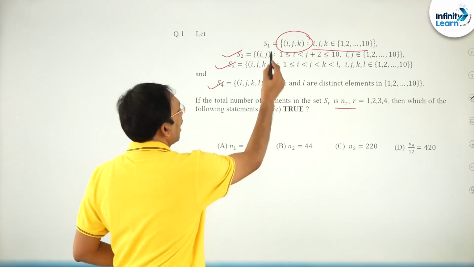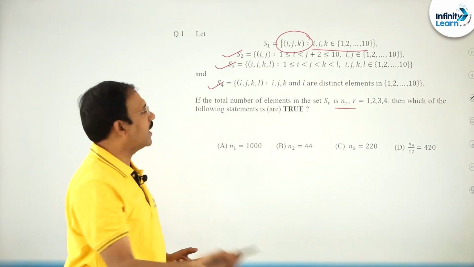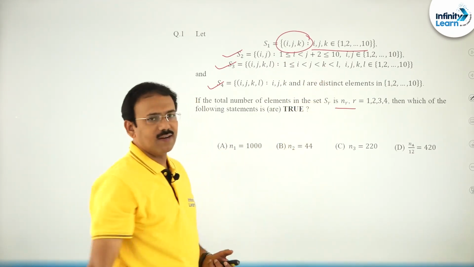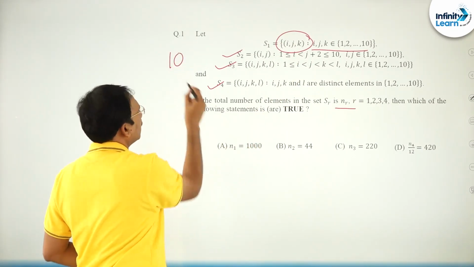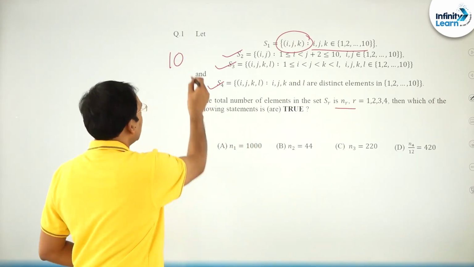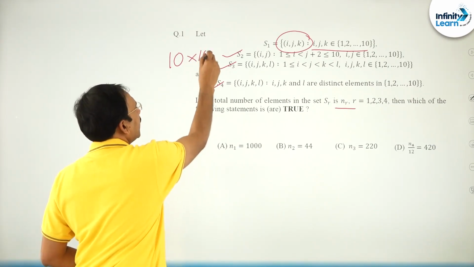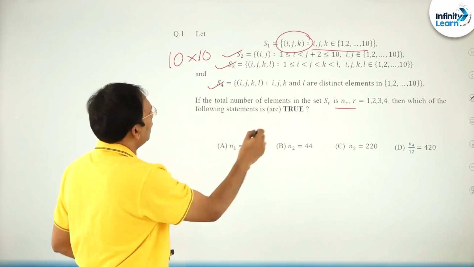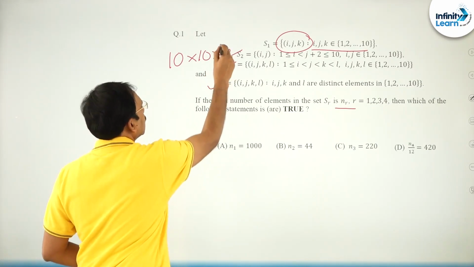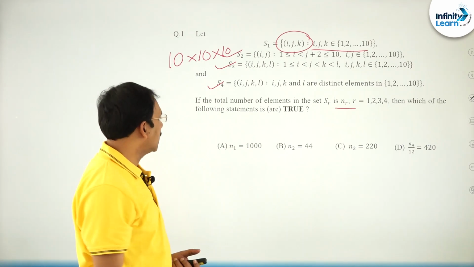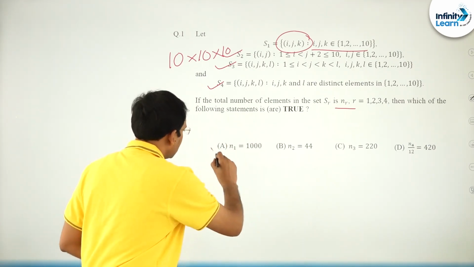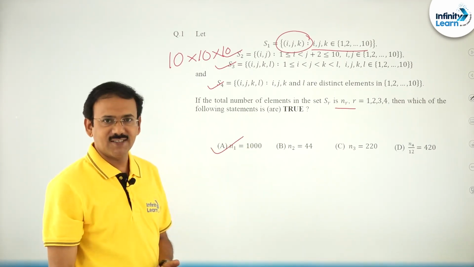Fine friends, how many triplets can be formed with the elements of 1 to 10? The first element can be filled in 10 ways because I can be 1 to 10. The second element can also be filled in 10 ways. The third element can also be filled in 10 ways. So totally 1000 ways will be there to form those triplets. So N1 is 1000, which is the first option.